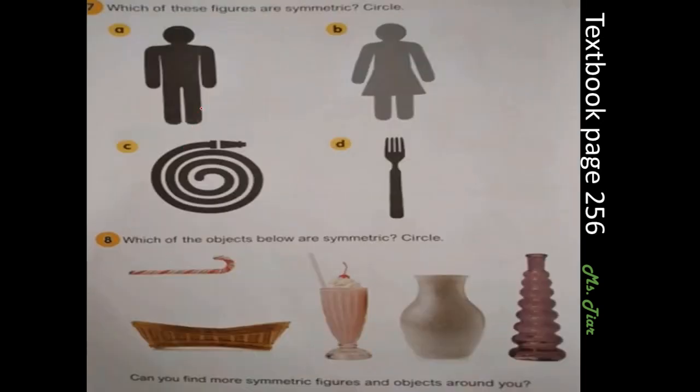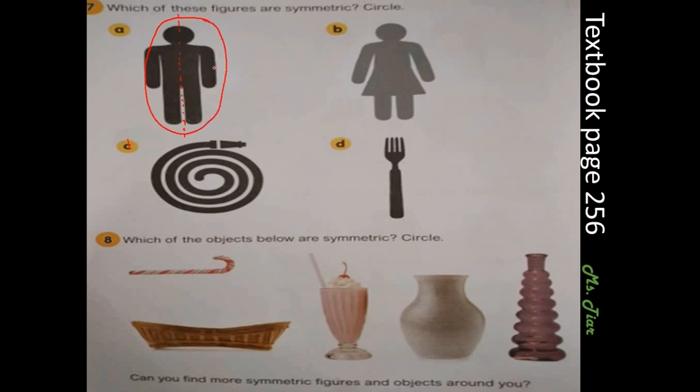Number 7, which of these figures are symmetric? And then you circle it. To help you find out the symmetric figure, you can put the line of symmetry. For A, I'm going to help you. Let's put the line of symmetry here. So we will divide the picture of this person into 2 equal sizes. Look at this one. Is it symmetric? Yes, so we circle it.